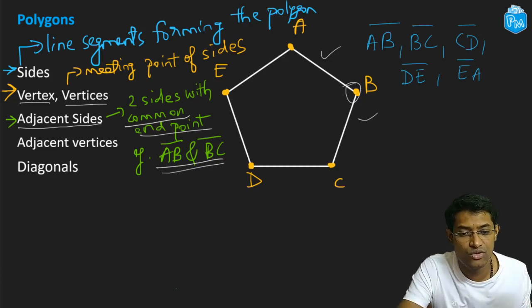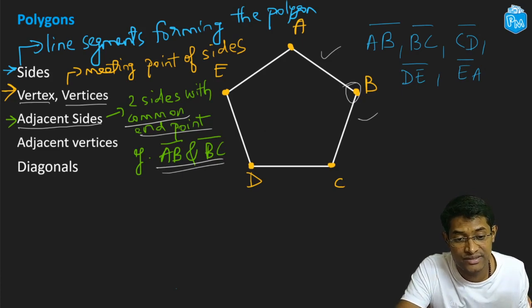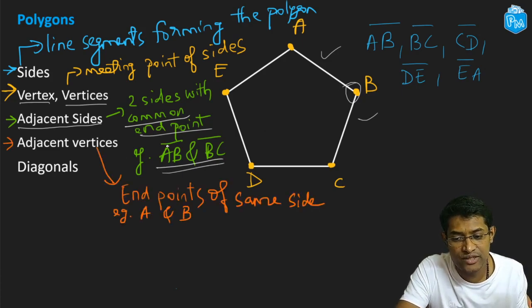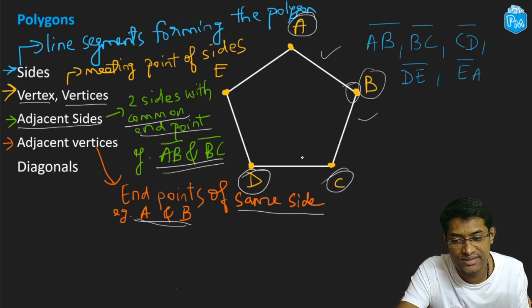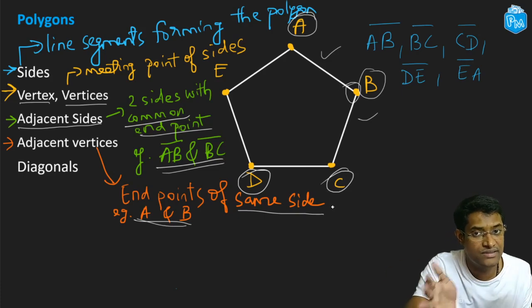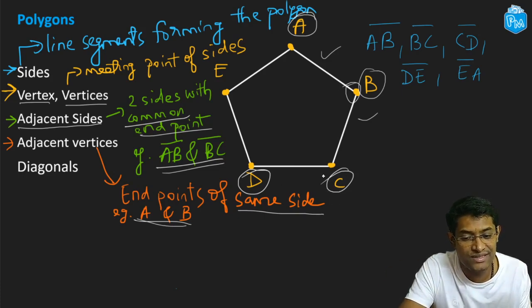Alright, now let's go on to the next one, adjacent vertices. Adjacent vertices are endpoints of the same side. Say you take this side AB, what are its endpoints? You have point A and you have point B. That's why A and B are called adjacent vertices. Or you take DC, in this side DC, point D and point C are adjacent vertices, because they are the endpoints of the same side.